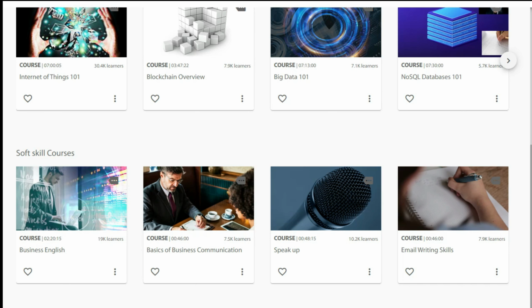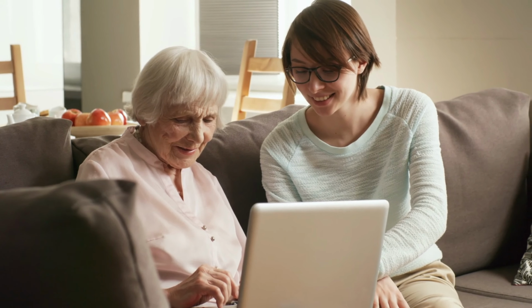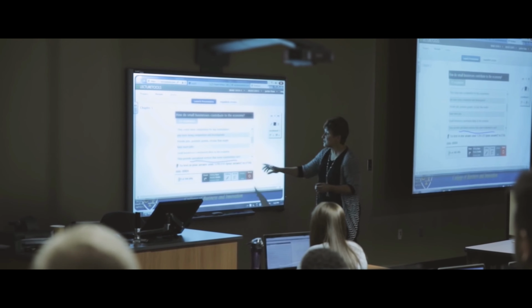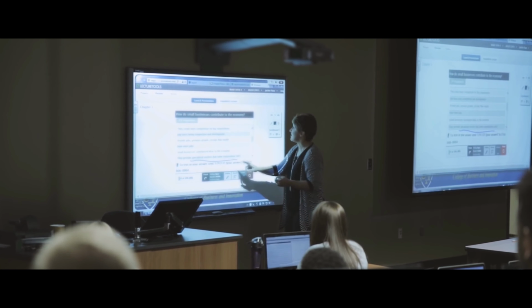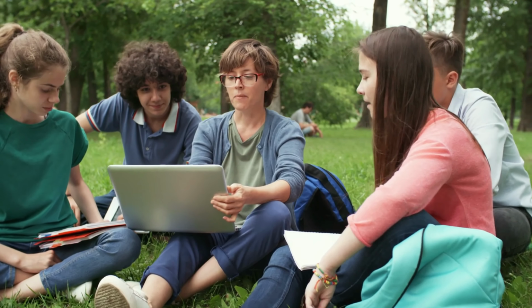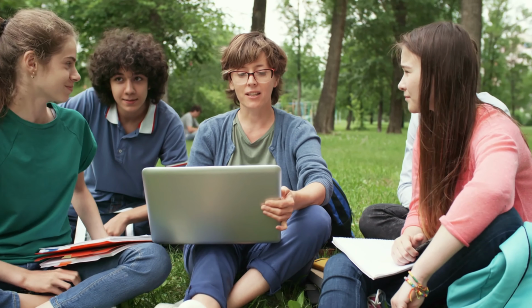Then the last category is Soft Skills. In that, there are 4 courses, let's go through it. The first course is Business English. The course helps to provide the learner with a complete understanding of the importance of parts of speech, to enable the learner to understand the different nuances of the 8 parts of speech, to equip the user to leverage the knowledge of the 8 parts of speech in English grammar for effective communication.